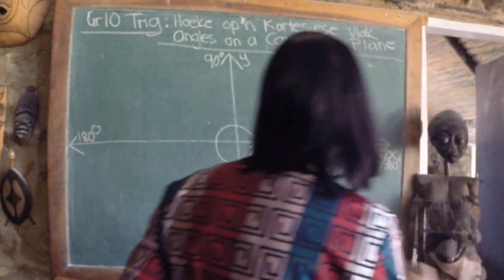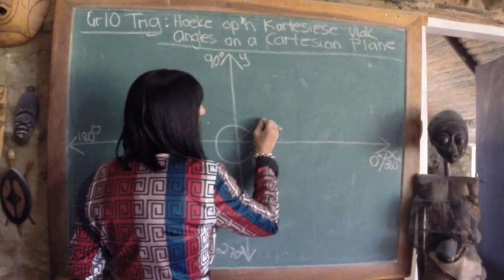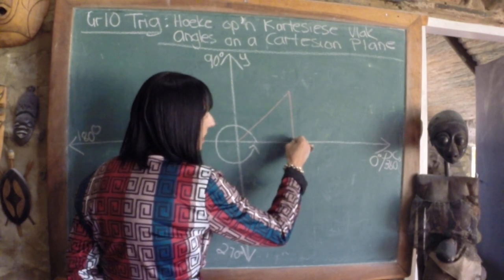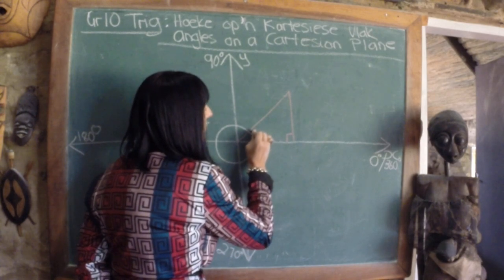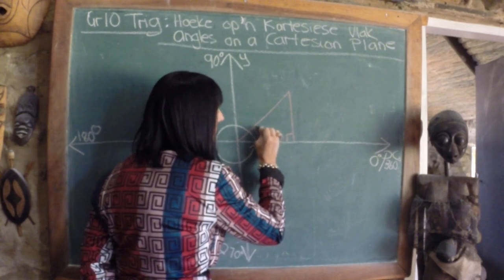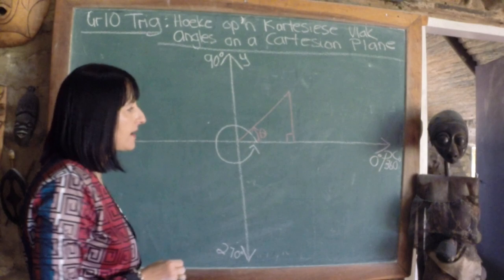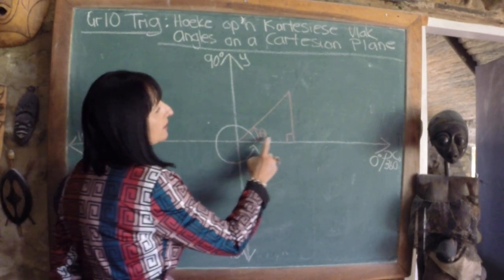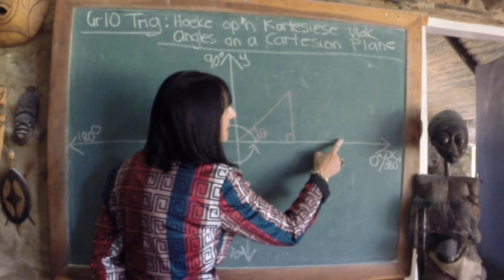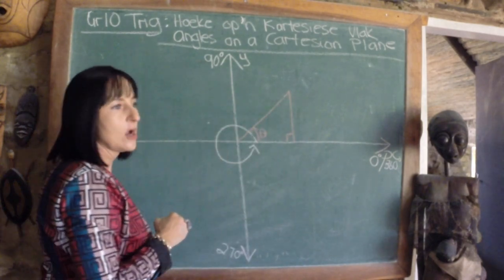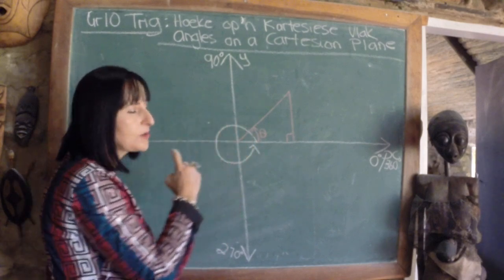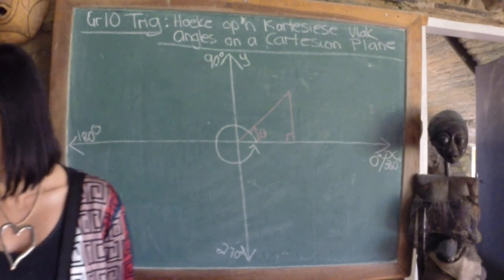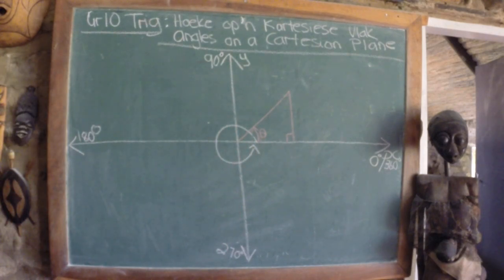Let's draw a triangle in each quadrant. There's a 90-degree triangle in quadrant number 1. This guy we name theta. That's our angle. Dis die hoekie wat gevorm word wat tussen 0 en 90 grade lê. Dit is ook dan 'n skerp hoek. The angle that's been formed between 0 and 90 degrees, we name that an acute angle.